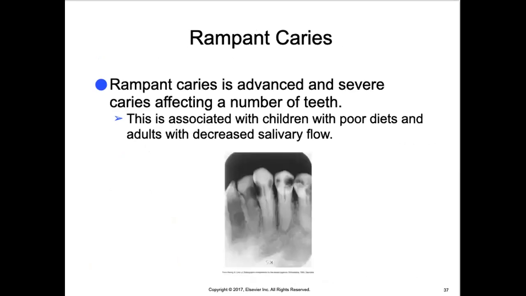Rampant caries is advanced and severe caries affecting a number of teeth. This is associated with children with poor diets and adults with decreased salivary flow. And here, all of the teeth have very, very severe rampant caries. It almost looks like Swiss cheese. We would definitely be able to see some type of clues or actual holes in the teeth if we were to look in this person's mouth.